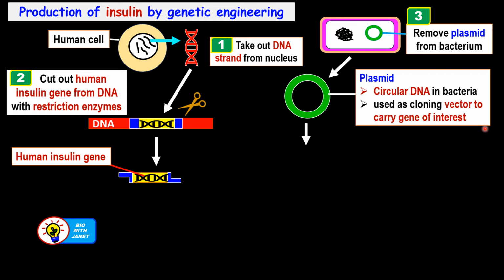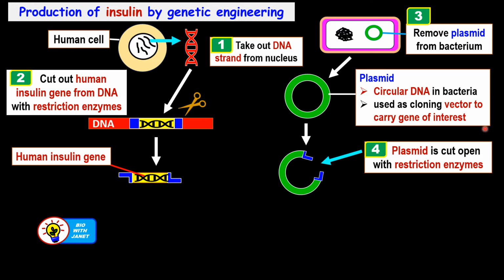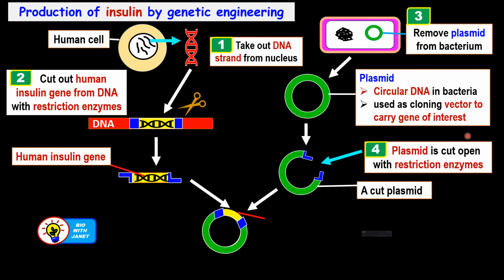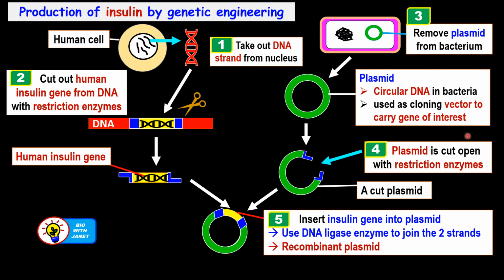But first, we have to cut the plasmid. Cut open the plasmid so that there's space to put in the human insulin gene. Okay, so again, cut the plasmid, which is actually a DNA strand, open with restriction enzymes. Next, you have now got the two parts, right? The human insulin gene and the plasmid from the bacteria, which has been cut open. So we are going to insert the human insulin gene into the cut plasmid, right?